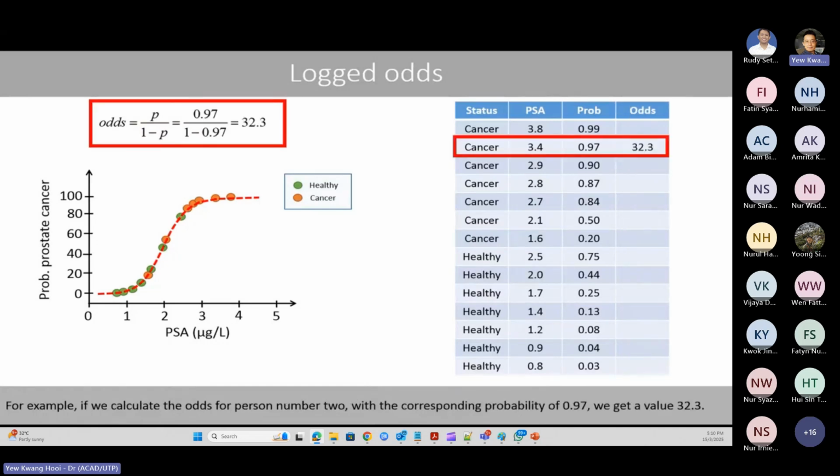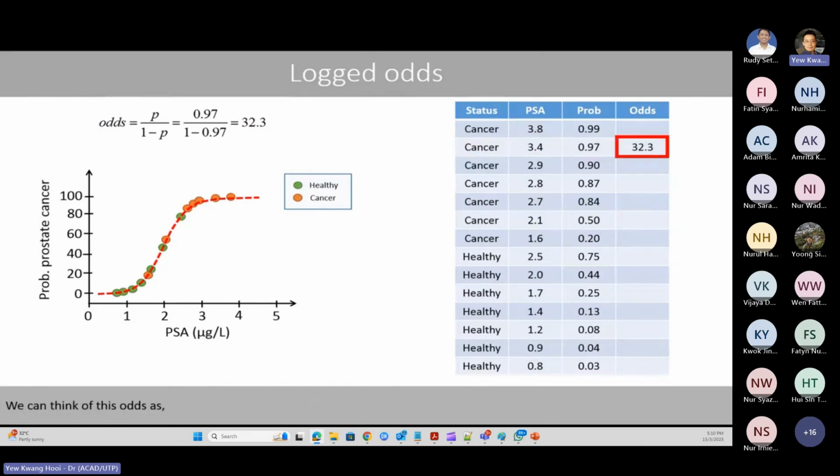For example, if we calculate the odds for person number 2 with a corresponding probability of 0.97, we get a value of 32.3. We can think of these odds as if we have 33.3 individuals with a PSA level of 3.4, one of these individuals will be healthy, whereas the other 32.3 individuals will have prostate cancer.